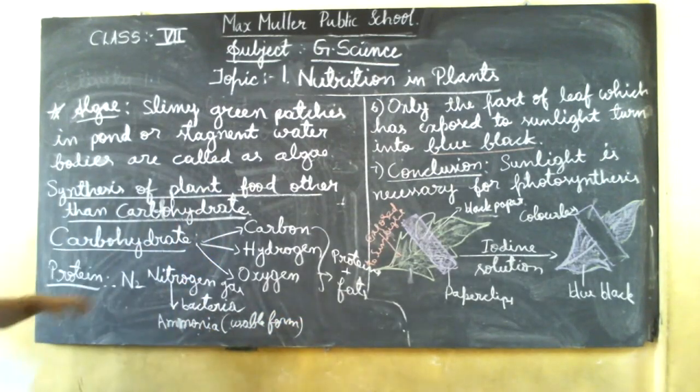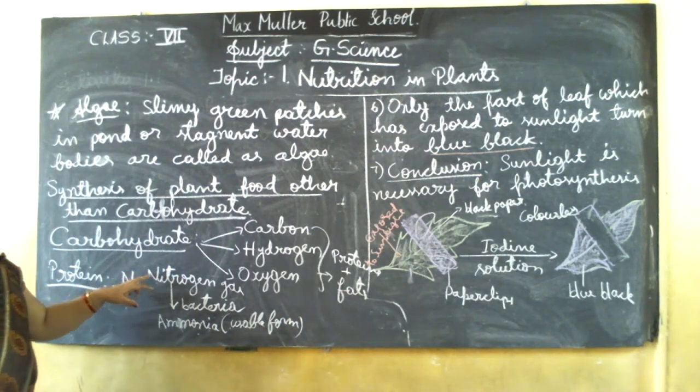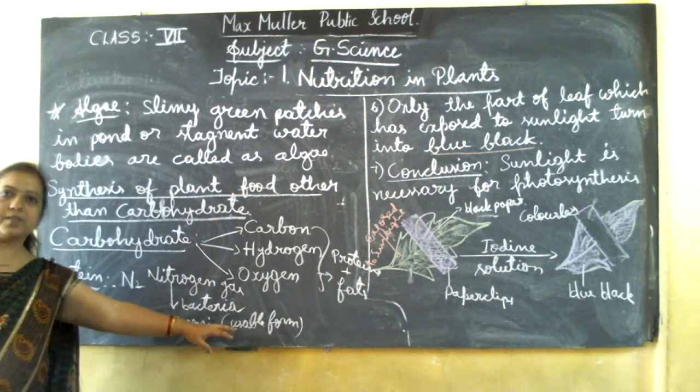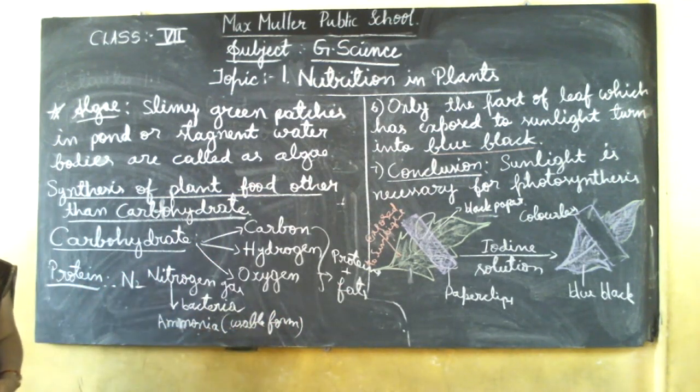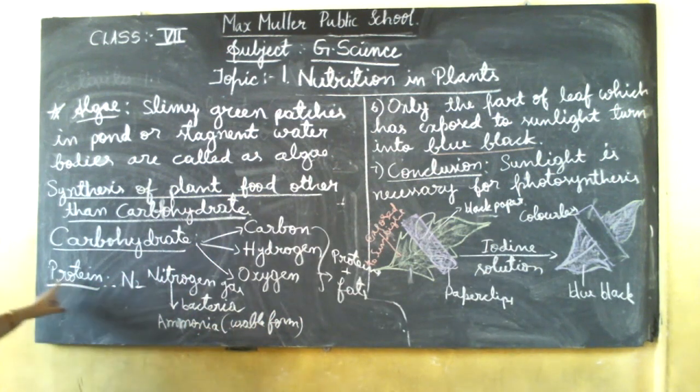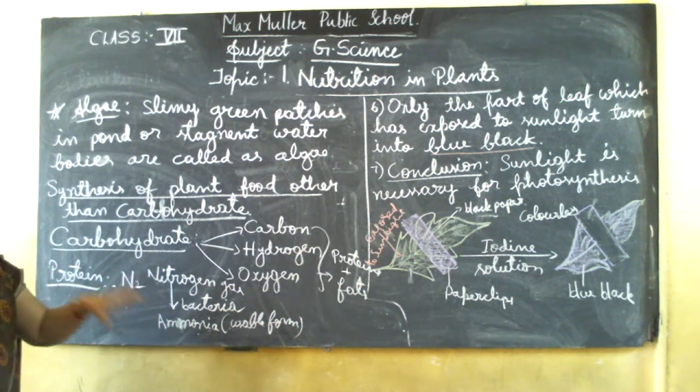Atmospheric nitrogenous gas is there, no? This bacteria will convert it into the usable form. Usable form means it is converted into ammonia, which is very important for the preparation of proteins. Understood? All this work is done in nature itself.